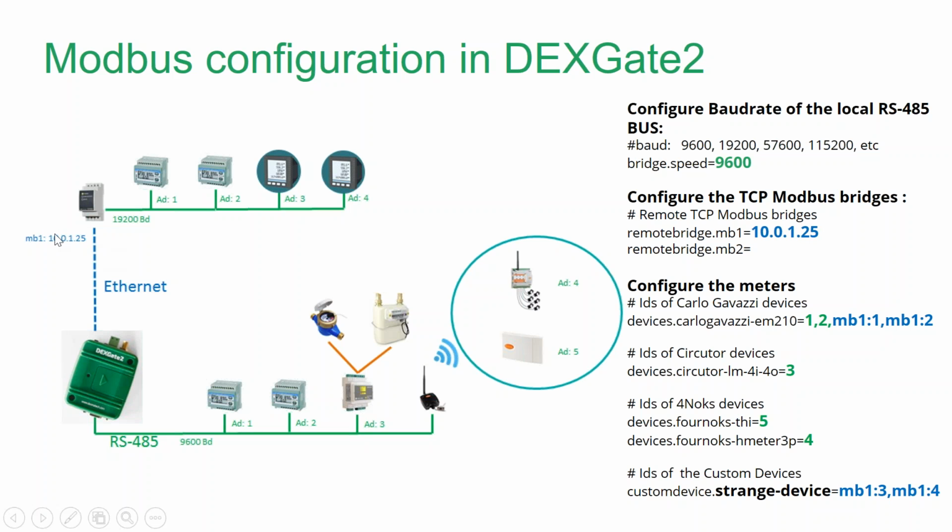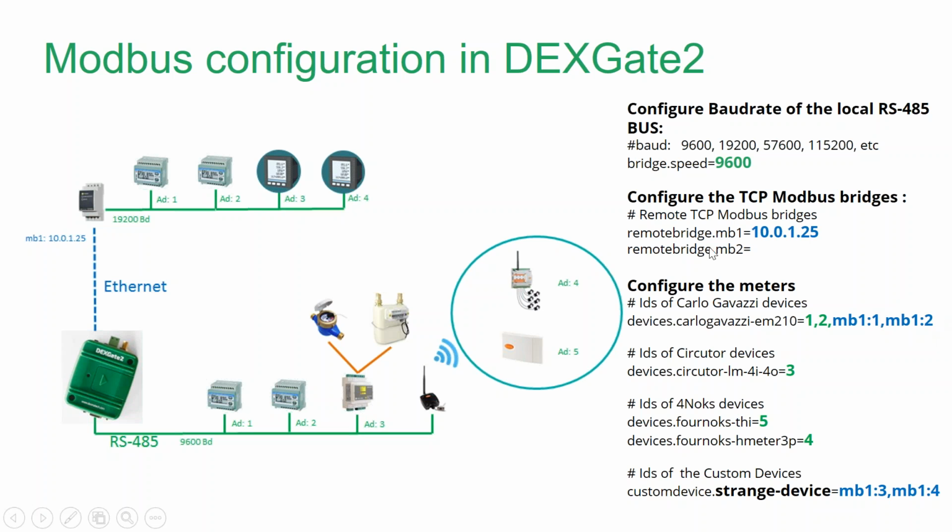But previously, I have to tell the gateway what devices are behind this bridge. So what will I do? Just put the address, but before I have to place the bridge where I will find this device. So first, point to this Modbus bridge, that is the one. This means this is the IP of the bridge, and then once I am in the bridge, I want to read the device number 1 and the device number 2.